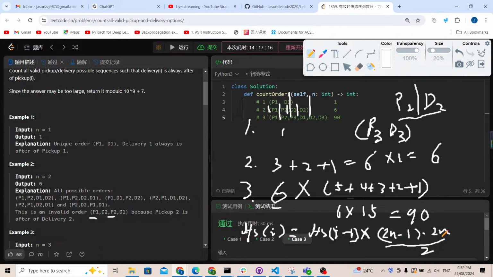So finally it's going to be n times 2n minus 1. So this n is going to be 3. 2 times 3 minus 1 is going to be 5. 3 times 5 is going to be 15. So this is going to be the final result. Now we just need to use this kind of formula to solve the problem.